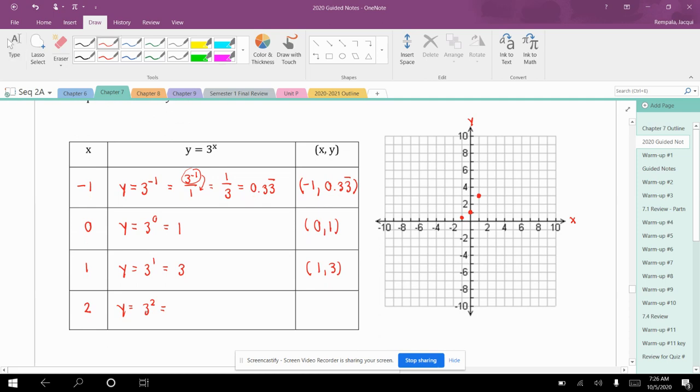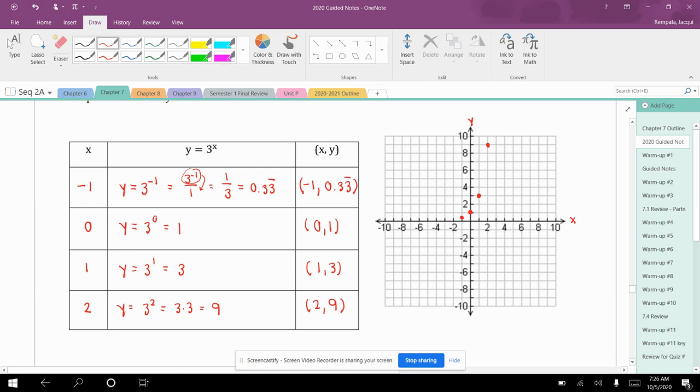And then in the last one, we've got 3 squared. Well, remember 3 squared is 3 times 3. 3 times 3 is 9. So we've got the ordered pair 2, 9. So I go over 2 and up 9. Notice how there's starting to be a curve.